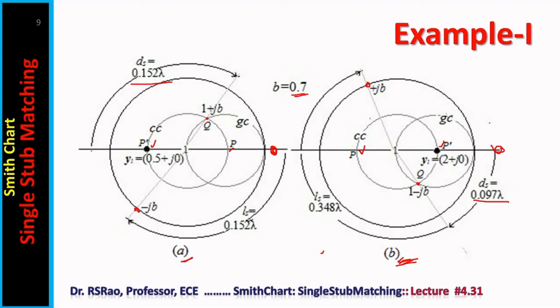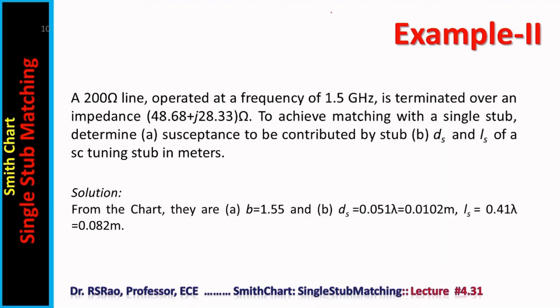In case of B, it is +0.7, which is on the upper side. The distance can be measured using the scales over the periphery. In case of B, the length turns out to be 0.348 lambda. Now we consider another problem, example 2.